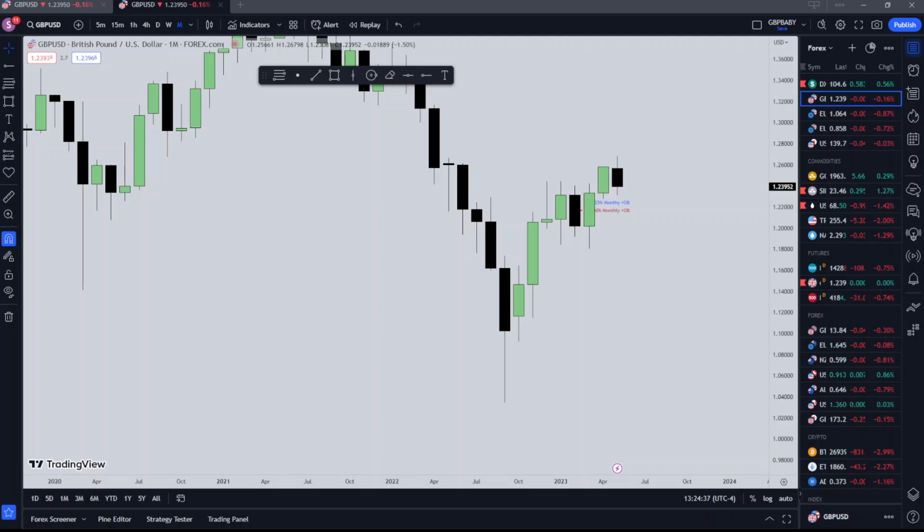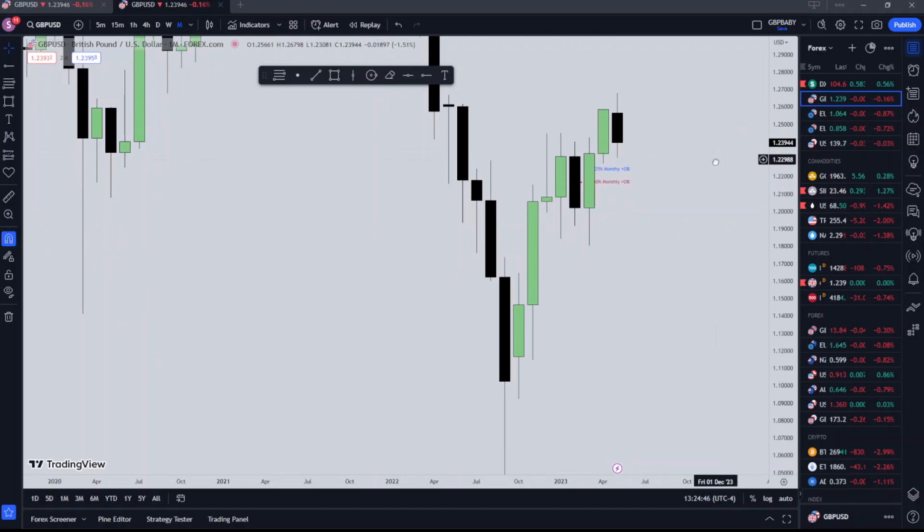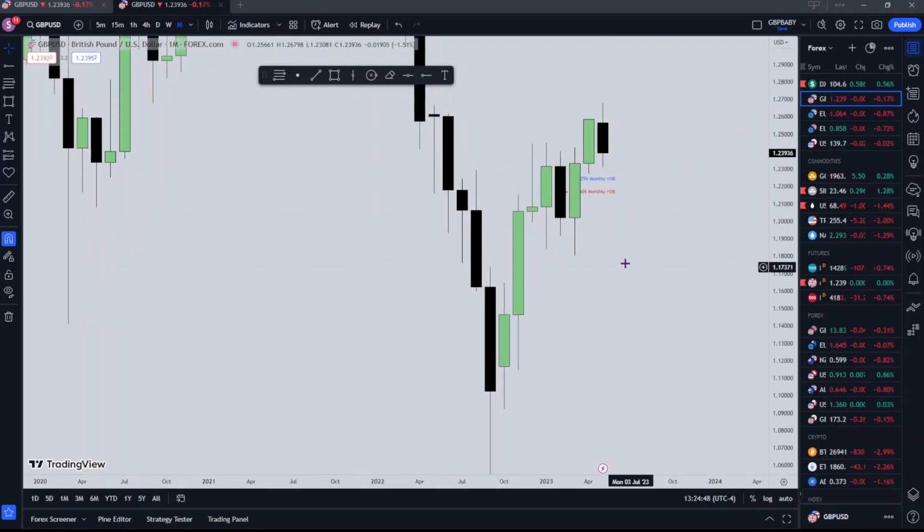We're starting a new month tomorrow, and so I've decided to start with the monthly just to show you what I've done with the monthly in order to frame my next month's expectations. And so this is the monthly chart.